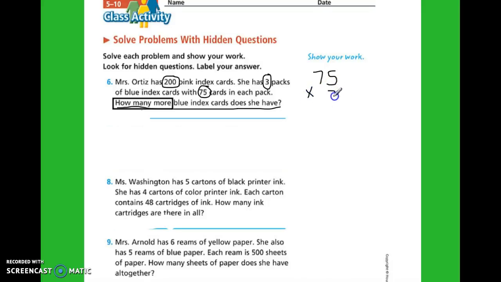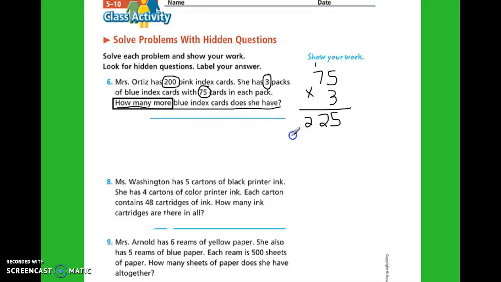All right. And 3 times 5 is 15. So put the 5 here. Regroup my 1. 7 times 3 is 21, plus 1 is 22. So I have 225 blue index cards, and I want to find out how many more blue does she have than pink.